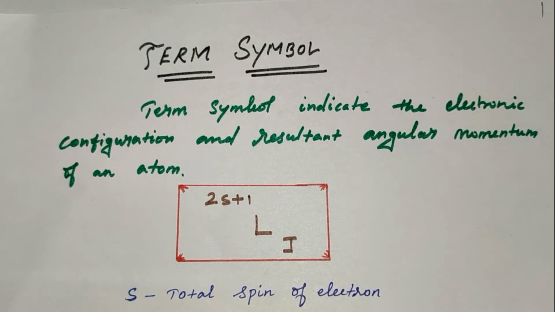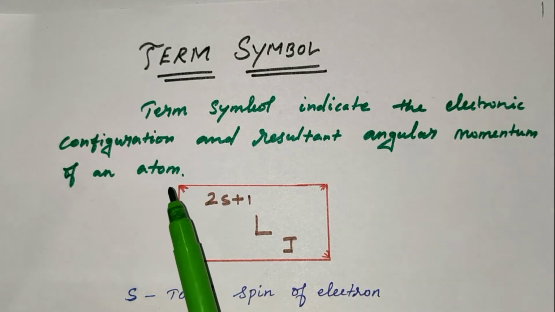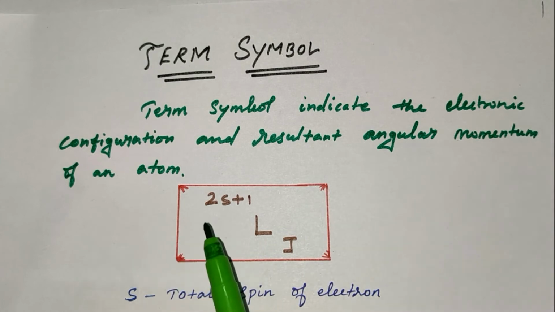Today in this video we are going to discuss the topic of term symbol. This topic is very important. Questions from this topic will be asked in exams like CSIR NET, SET, GATE, PGTRB and Polytechnic TRB exams. Term symbol indicates the electronic configuration and resultant angular momentum of an atom.